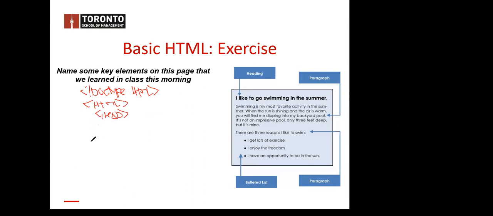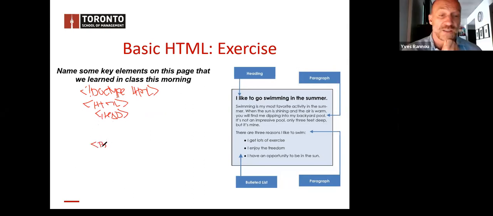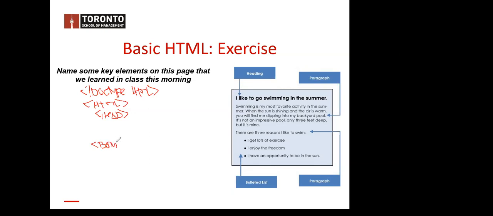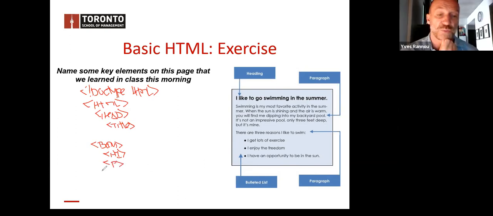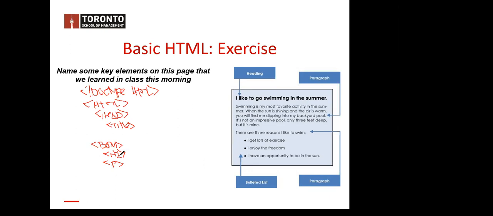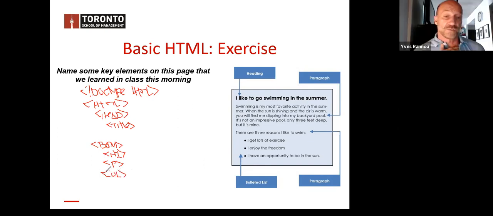Body. Okay, so there would be a body. Inside of body, we would have H1. No, we would have a title. And we would have a paragraph P. Okay, we could have a paragraph at some point. And since this has bullets, we would have a list tag as well. Yeah, an unordered list. So that will be your bullet. And then we would close.